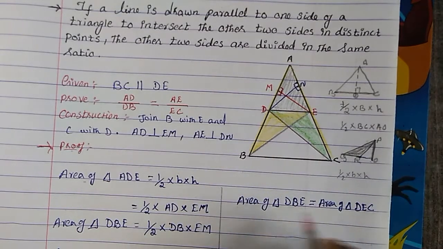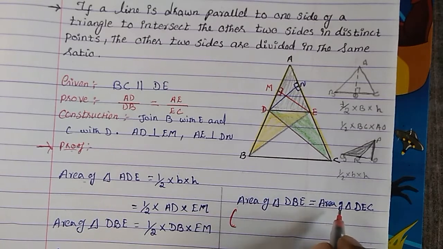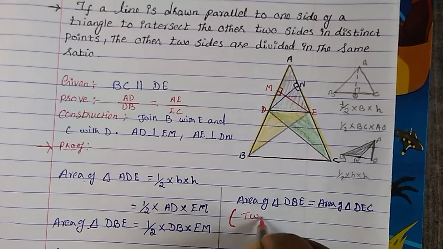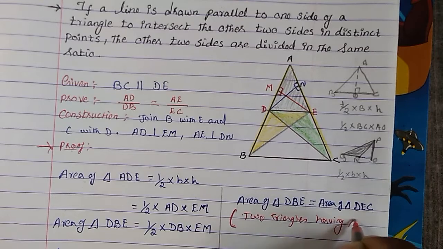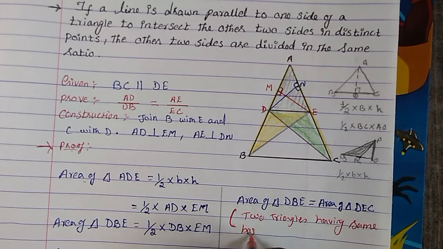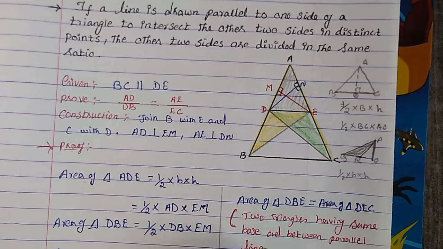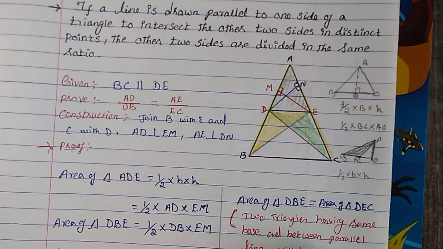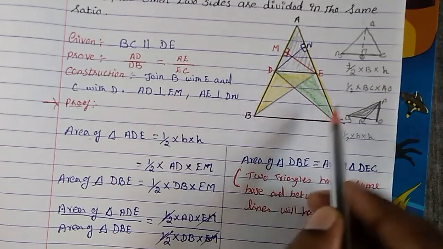So you can mention here that triangles having the same base and between parallel lines will have the same areas. That's why I wrote that this triangle will be equal to this triangle.